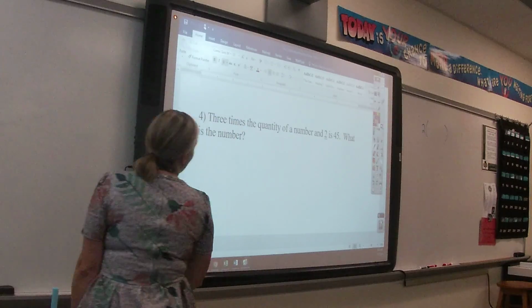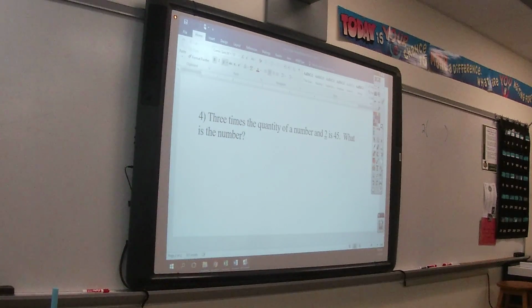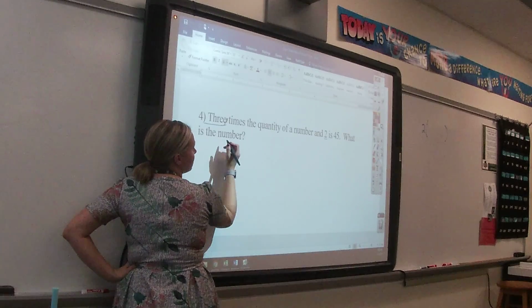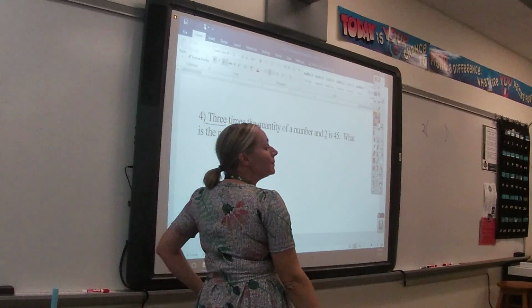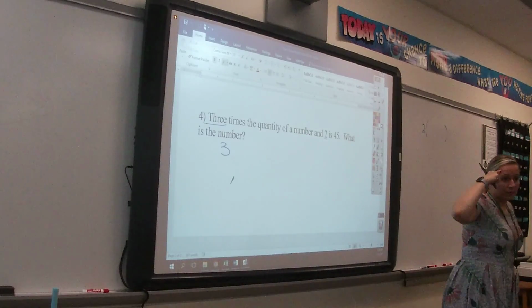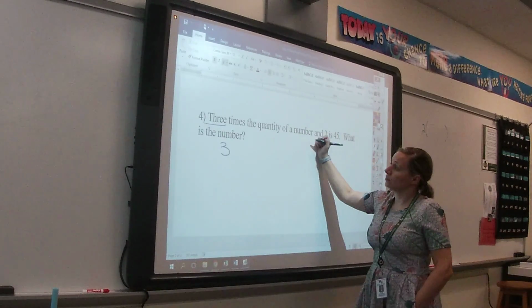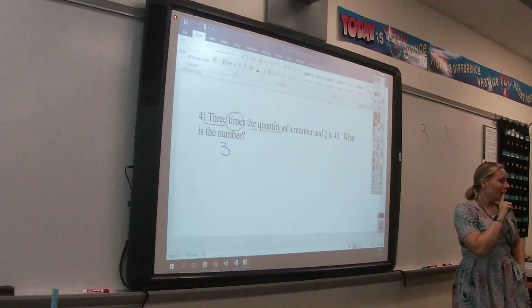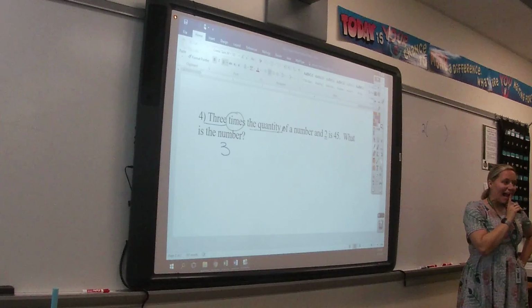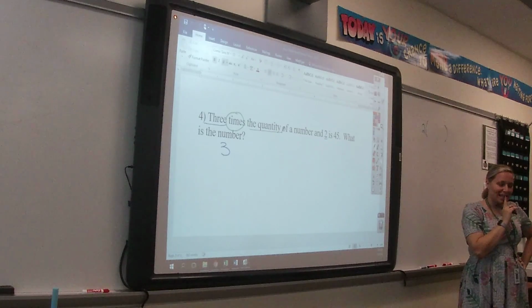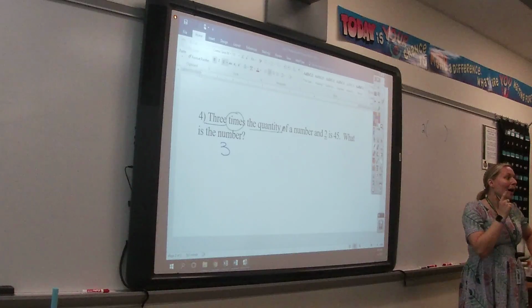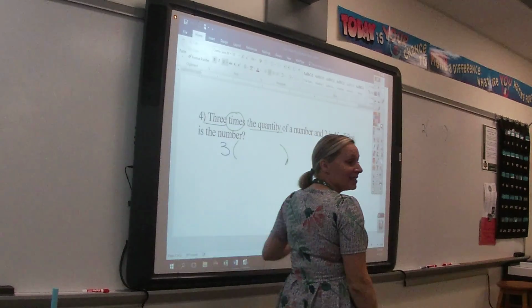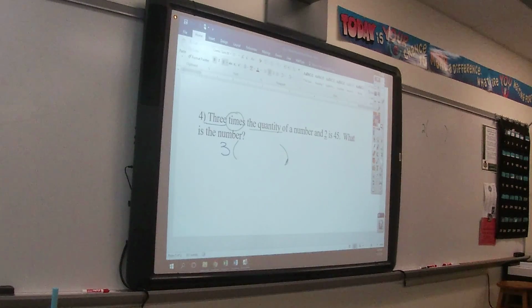3 times the quantity of a number and 2 is 45. 3, what am I writing? Times, I'm holding in my head, the quantity. What am I doing for the quantity? What did that tell us to do? It's up there at the top in the printed words. Parentheses. That takes care of our multiplication symbol too.